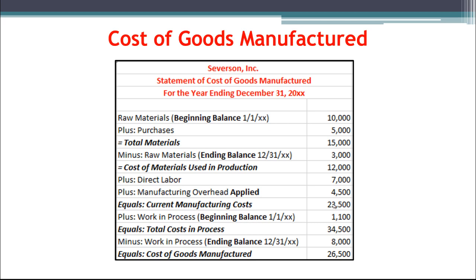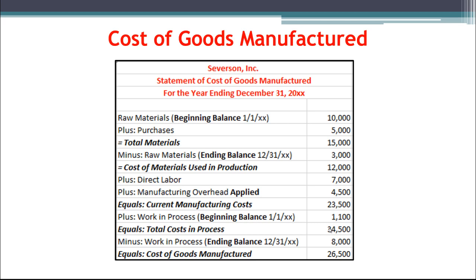The cost that we added plus the beginning balance of work in process. Again, that would be the same as saying the beginning balance of work in process plus the costs we added, similar to what we did up here. But since we were in this subtotal, this $23,500 subtotal, it makes sense to start there. So the cost we added this period plus the cost we started the period with, beginning balance of work in process, this tells us the total costs that are in process.